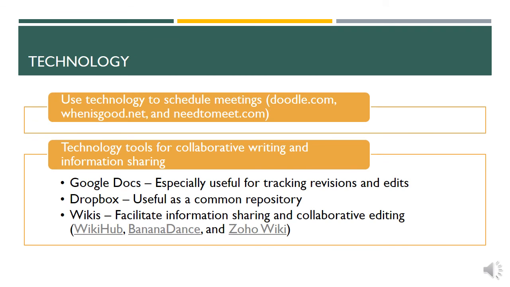The final note here that I want to make is about using technology. I've mentioned it repeatedly throughout the presentation. There are a number of technologies available to help you schedule meetings, and some of those are listed here. And there are also a lot of tools available for collaborative writing. On our campus we use Google, so we have Google Docs and Google Drive. Google Docs allows you to work together on a particular document, and you can set it so that it will track who's done what and who's made what changes.